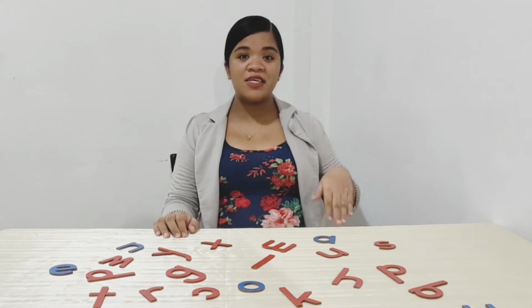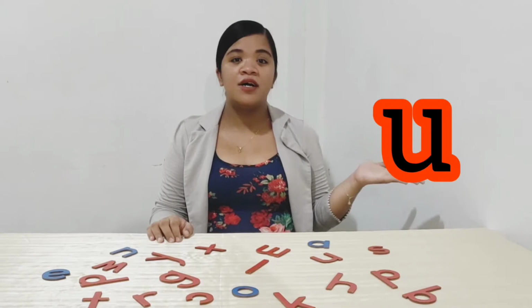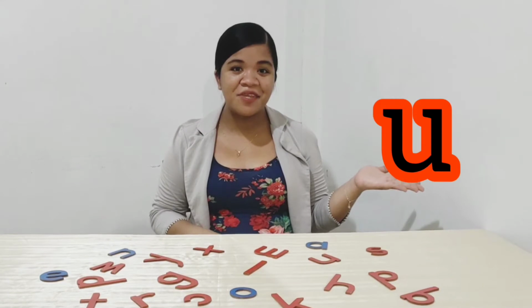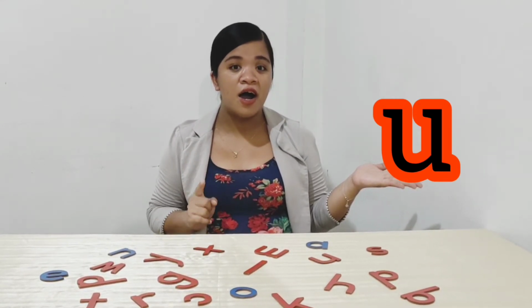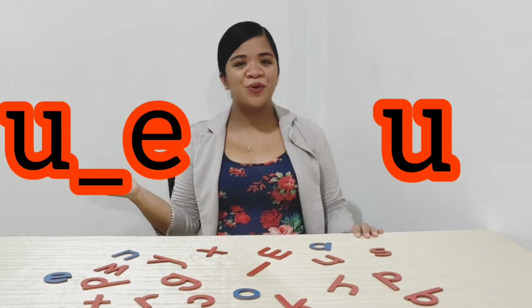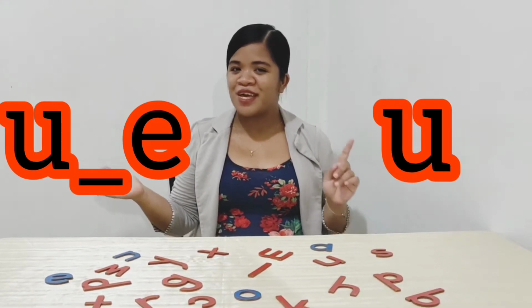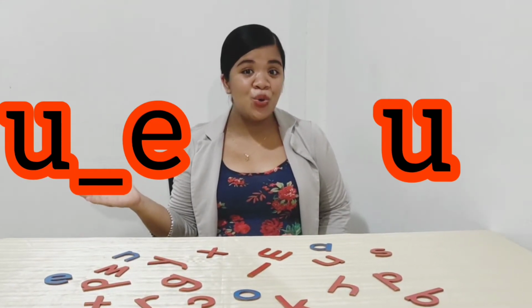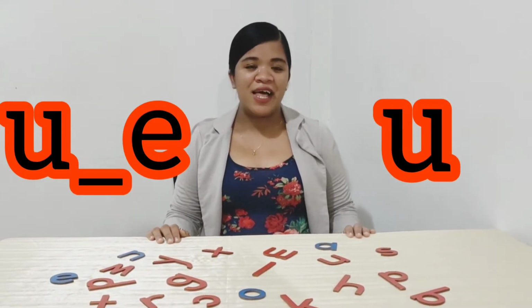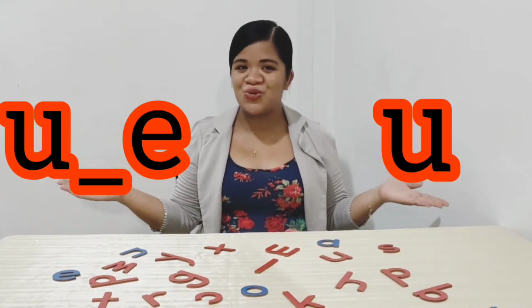The first one is the short U with the sound uh. Can you say it again? Uh. Very good. And the long U with the sound U. Can you say it again? U. Now, let's learn all the vocabularies which have these two sounds.